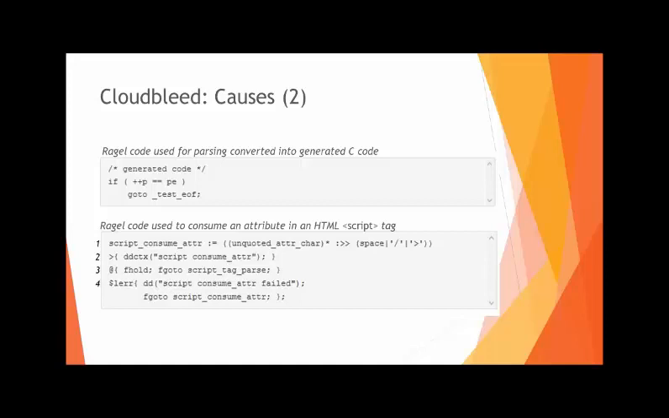In the bottom image is a piece of Ragel code that is used to consume an attribute in an HTML script tag. The first line says that it should attempt to find 0 or more unquoted attribute characters, followed by space, / or a closing bracket, signifying the end of the tag. If an HTML attribute is well formed, then the Ragel parser moves to the code inside of the block at the beginning of the third line. If the attribute fails to parse, as is the case with our bug, then the block at the fourth line is instead used.